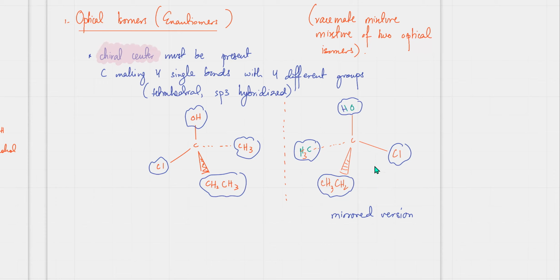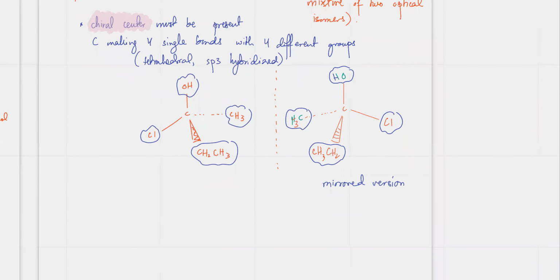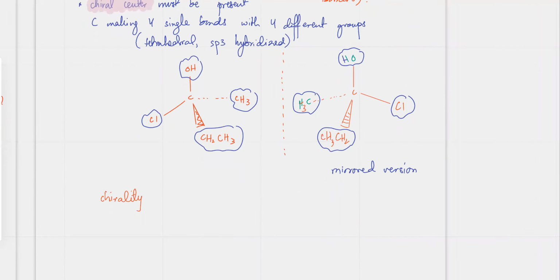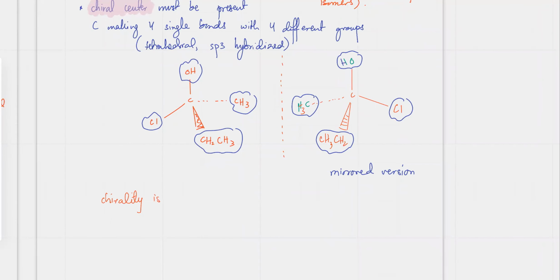So the molecule would look different. So you're always looking or searching for a chiral center in a molecule, and it's going to have mirrored versions. So there would be 2 different molecules. Now remember, the 2 molecules look the same, but they would behave completely differently in biology. It's a severe issue. Chirality is extremely important in biology because everything is shape specific.